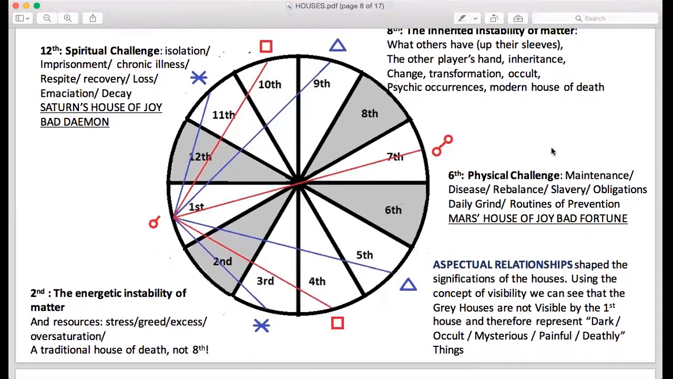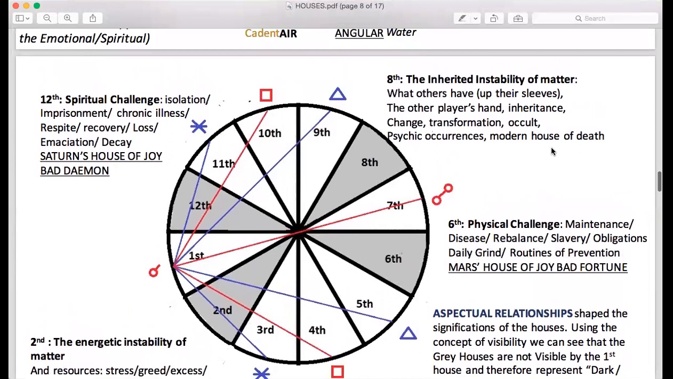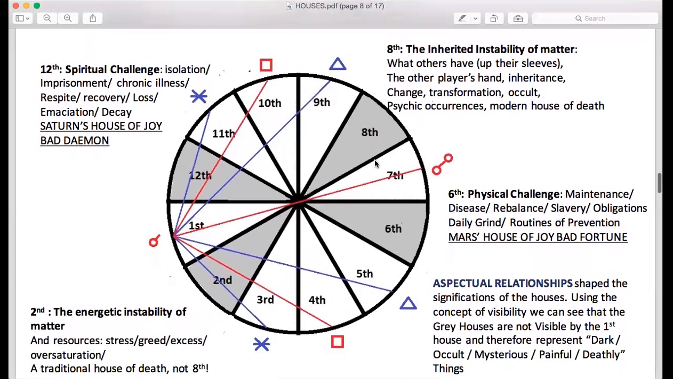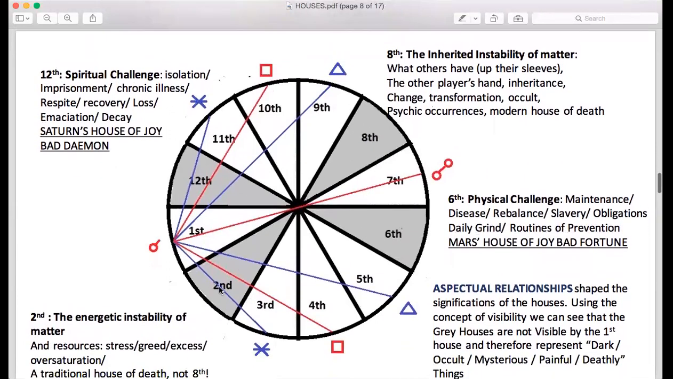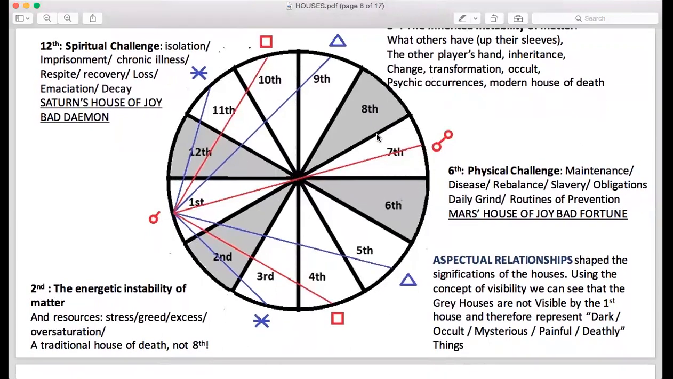Sixth, physical challenges, disease. Eighth is inherited instability of matter, which has to do with permanent changes, and kind of occult sciences. It's the modern house of death, even though the Indians consider the second quite a strong house of death, an oversaturation of the life force. But the eighth is the modern house of death. And then 12th, which is spiritual challenges, right?